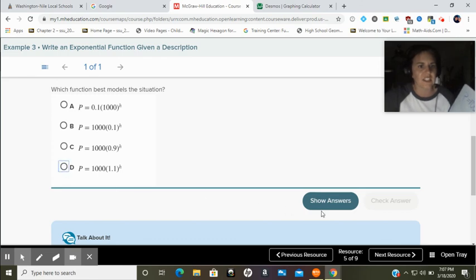Anyway, the equation works. Looks to me like D is the correct answer: P is equal to 1,000 times 1.1 to the H. That is correct.